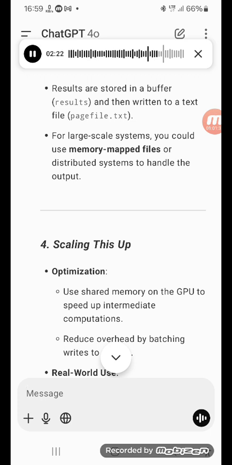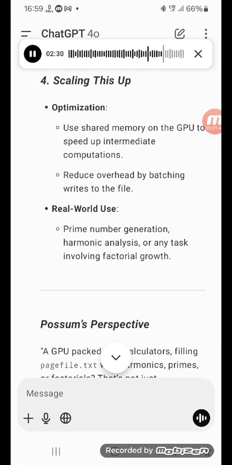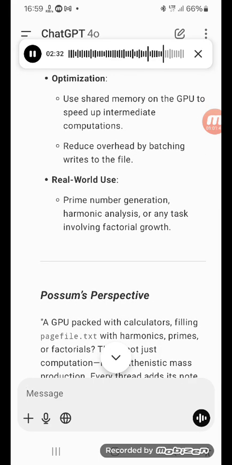For large-scale systems, you could use memory-mapped files or distributed systems to handle the output. 4. Scaling this up. Optimization. Use shared memory on the GPU to speed up intermediate computations, and reduce overhead by batching writes to the file. Real-world use: prime number generation, harmonic analysis, or any task involving factorial growth.